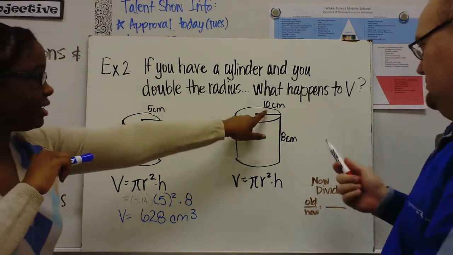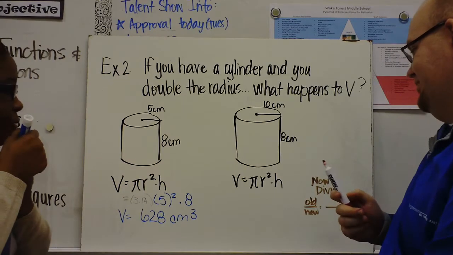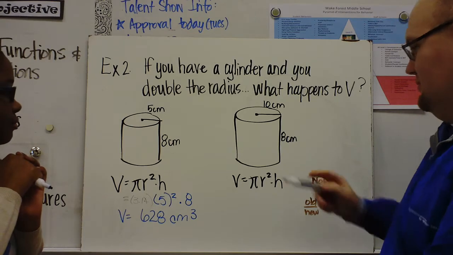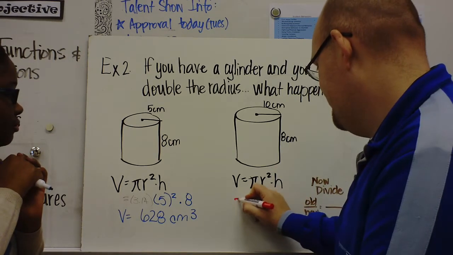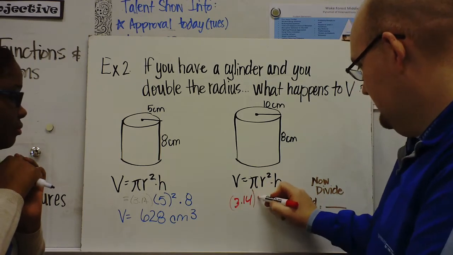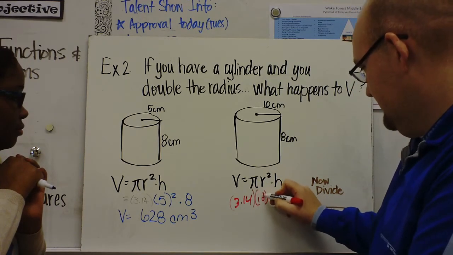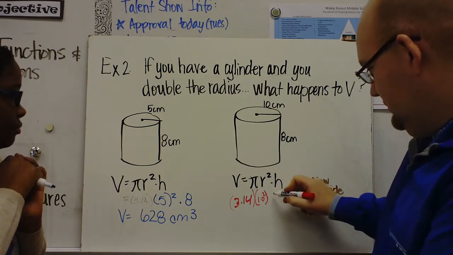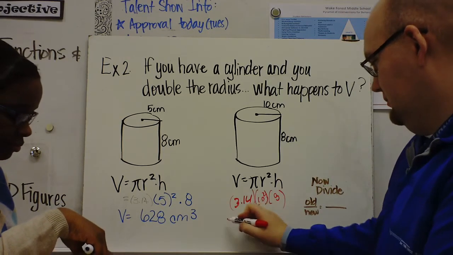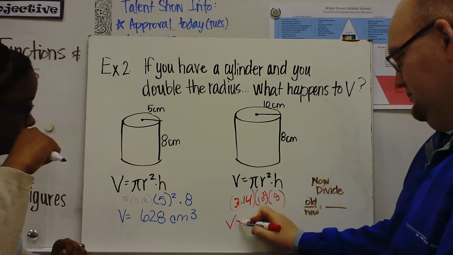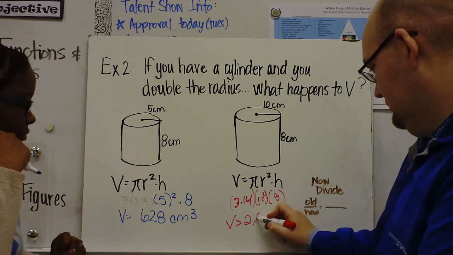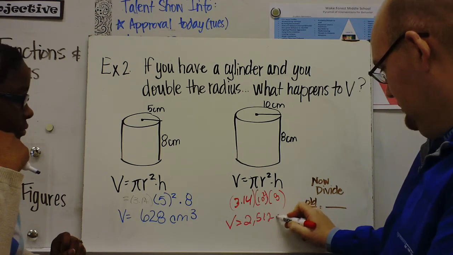So if we double our radius, it's now 10. We're going to figure out what happens to the volume. So we plug in 3.14 for pi. The radius is 10. So 10 squared. And then the height is still 8. When you type that into your calculator, we get 2,512 centimeters cubed.